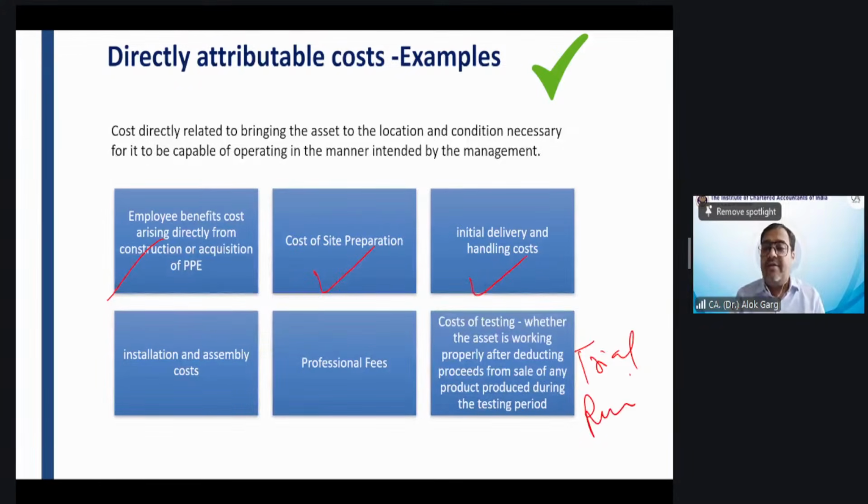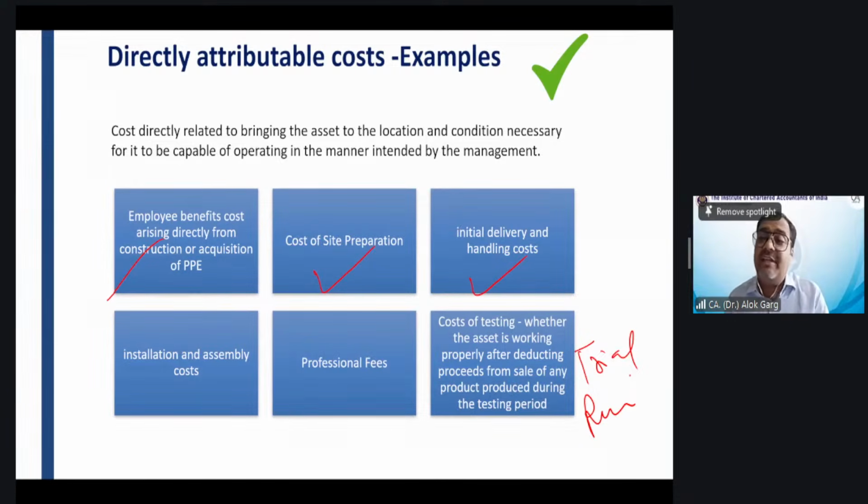आपने कभी देखा है ट्रायल रन? कोई फैक्ट्री जब स्टार्ट होती है, when the factory is getting inaugurated, so normally the trial run production happens. Okay, trial run production. So whatever is the trial run expenses, it has to be capitalized to the cost of the factory, cost of the machine, cost of the asset.